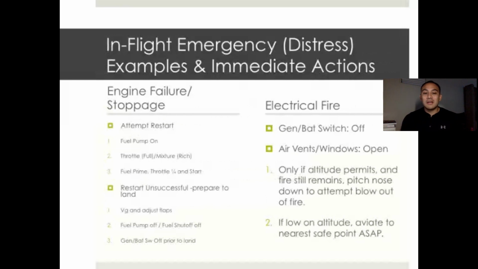You would attempt a restart by turning your fuel pump on, throttle in full, mixture rich, and prime your fuel for about 8 to 15 seconds. Then lower your throttle 1/4 and attempt to restart. If the restart is unsuccessful, prepare to land. You're going to do that by hitting your VG, which is your best glide speed, adjust your flaps accordingly, fuel pump off, fuel shutoff valve off, and your gen bat switch off just right before you touch down.